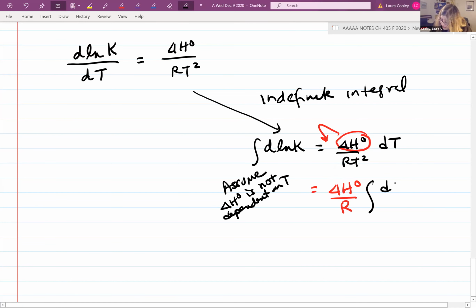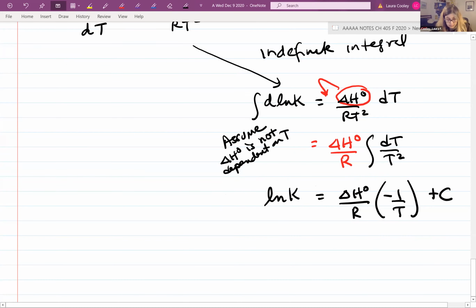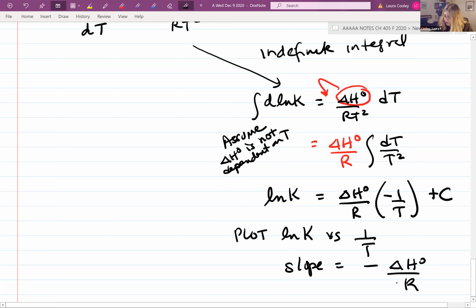So you're just integrating dT over T squared, and that's equal to d log K. So the integral of the derivative of log K is just log of K equals delta H0 over R times the integral of T to the minus 2, which is minus 1 over T, plus a constant. So here is your indefinite integral. So if you plot the log of K versus 1 over T, the slope will be negative delta H0 over R.